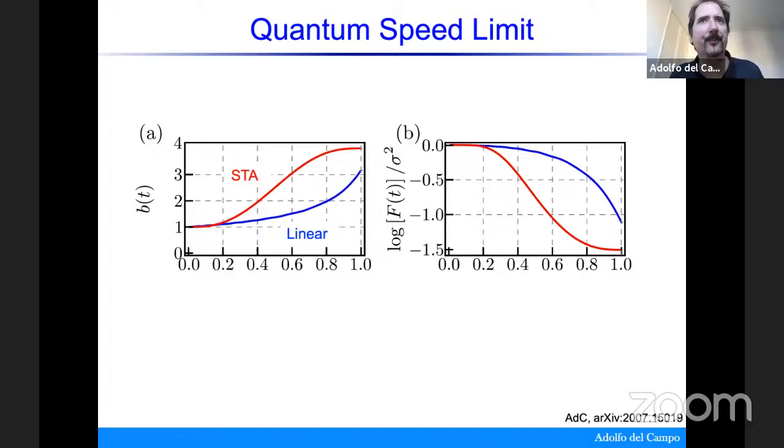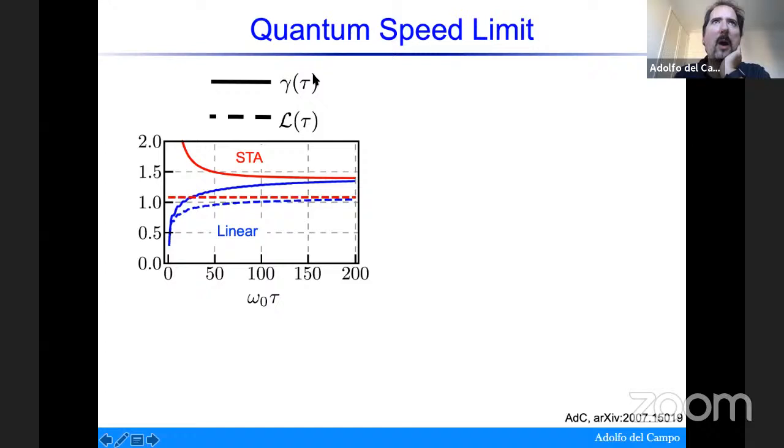Now, I can compare the two quantities. One is the upper bound to the distance traveled. So this is the biggest distance. And this is the distance actually traveled by the state. And we know that the Mandelstam-Tamm quantum speed limit always tells us that the distance traveled is smaller than the maximum distance you could have swept if you traveled at the speed limit at all times.